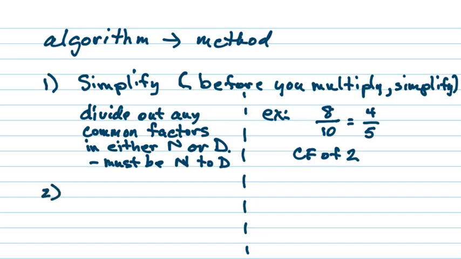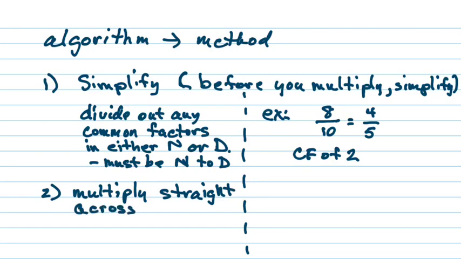Okay? After we do that, then you're simply just going to do what you used to do, which is multiply straight across. We're going to do lots of examples of this. So it's numerator times numerator over denominator times denominator, and that gives us our answer. And as long as you've simplified it completely before you do the multiplication, you won't have to simplify it anymore. It will always be in its simplest form.